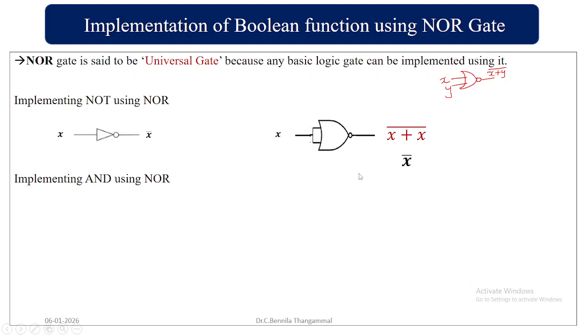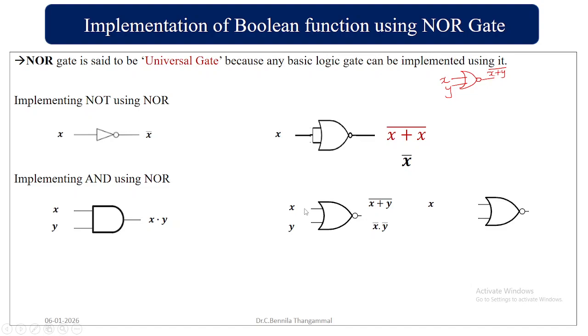Then implementing AND using NOR. For an AND gate, if I give inputs X and Y, the output is X into Y. Here this is going to be a NOR gate with inputs X and Y, so I get X plus Y whole bar. By De Morgan's theorem, A plus B whole bar equals A bar into B bar, so this gives X bar into Y bar, but I need X into Y. So I have to invert the inputs.